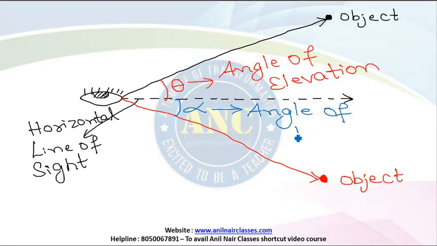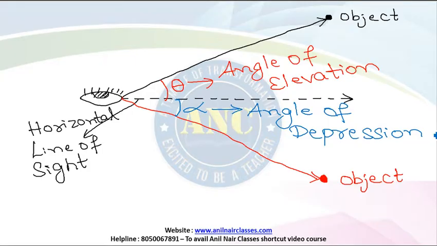Elevation is nothing but moving upward. Depression is nothing but moving downward. That means if the line of sight is down with respect to the horizontal line of sight, then the angle made with the horizontal line of sight by the downward sight is called the angle of depression. The angle made with the horizontal line of sight by the upward sight is called the angle of elevation. Elevation is nothing but up. Depression is nothing but down.